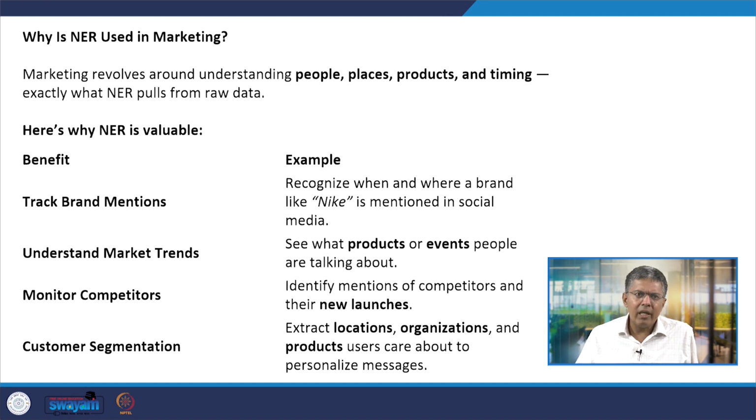Why is this used in marketing? Now, marketing revolves around understanding people, places, products, timing, exactly. That is what NER does, right. It pulls those names, products, timings from the raw data, right. So, look at some of the examples of the benefit that it gives, right. There are many benefits, for example, tracking brand mentions, right. What are the brands people talk about largely, which brand they are discussing more nowadays when it comes to, let us say, shoes or apparels, or let us say toys.